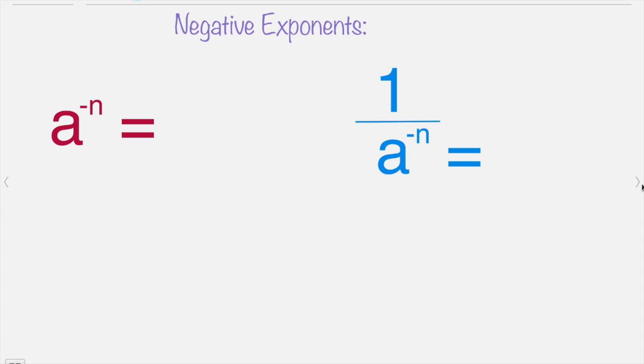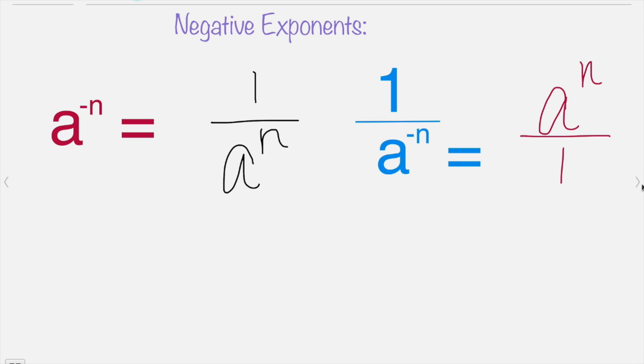Now I can see that there's a clear rule. If something is being raised to a negative power, that tells you it's sitting on the wrong side of a fraction. So, a to the negative n is technically the numerator over an invisible 1. So that is the same as writing 1 over a to the n. When a to the negative n is on the bottom, I would just move it to the top. So I would get a to the positive n, or a to the positive n over 1.